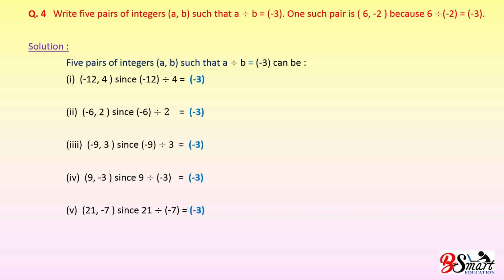And the fifth pair, 21 and minus 7, since 21 divided by minus 7 equals minus 3. That is also minus 3. This is an open-ended question, so more answers are possible.